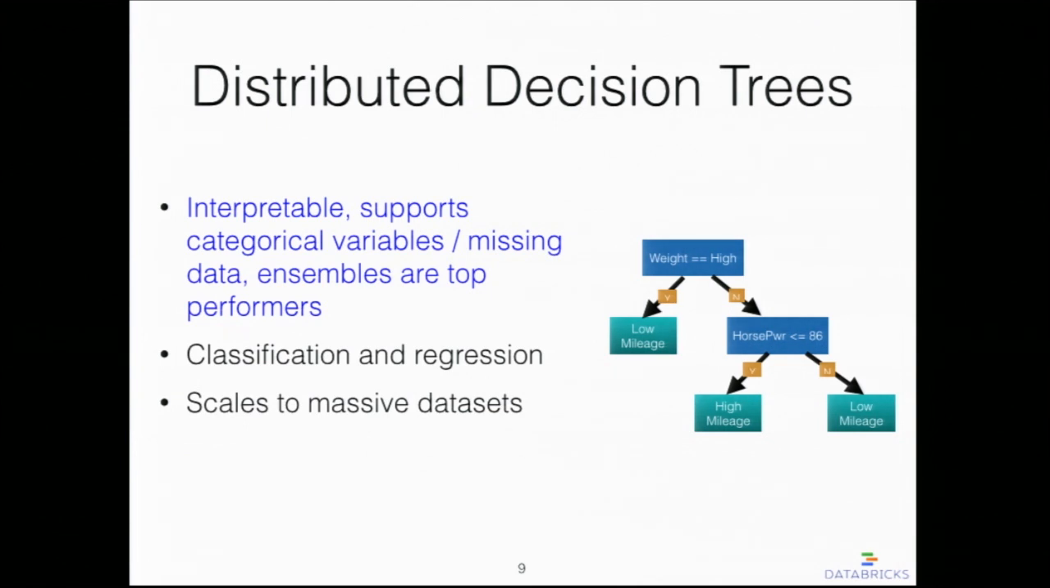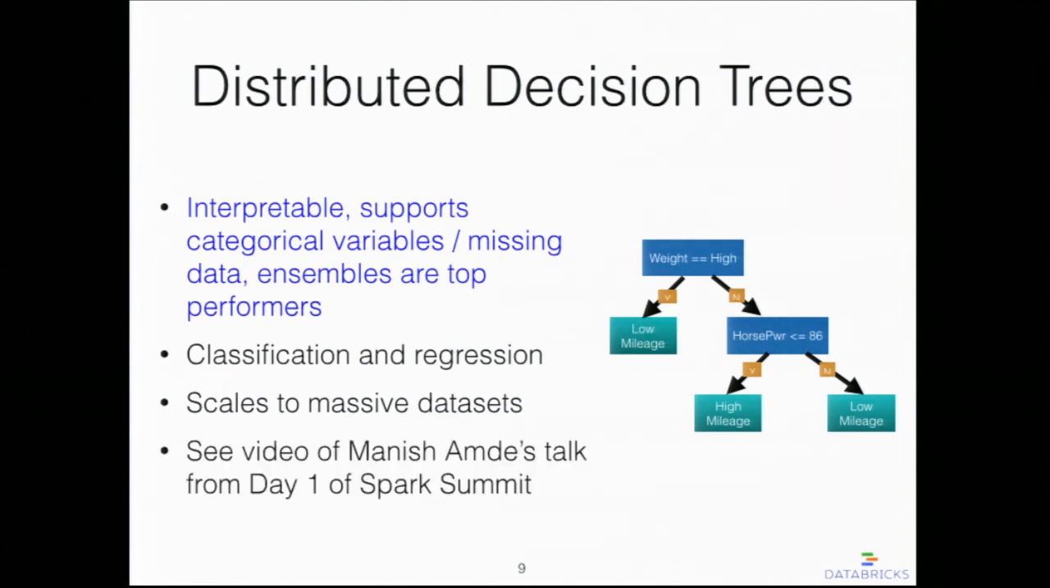We don't yet have ensembles in MLlib, but we have the decision trees themselves there. They scale very nicely. They work for classification and regression. And adding ensembles on top of them is kind of a thin wrapper given these decision trees. And so we also had to come up with some pretty neat optimization tricks to get these things to scale nicely in Spark. Manish Amde gave a talk on Monday describing this in more detail, so I encourage you to watch his talk if you're interested.